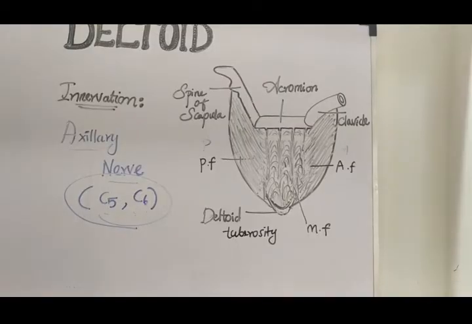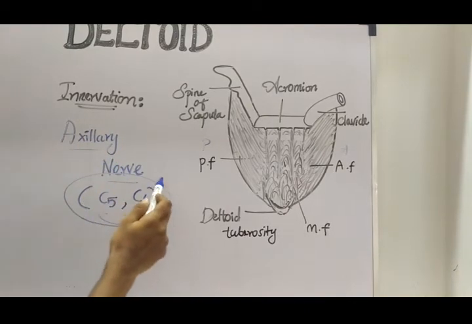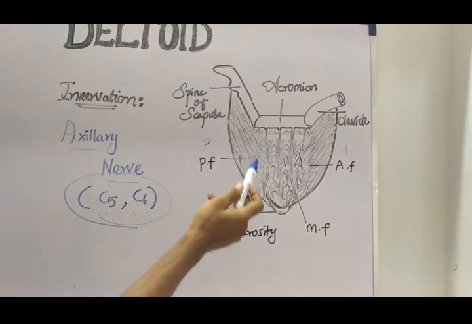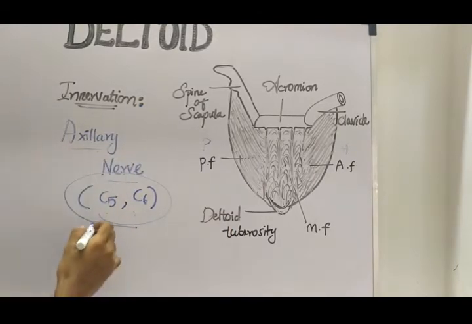And this deltoid muscle is innervated by the axillary nerve. That is, the nerve which supplies the deltoid muscle is the axillary nerve, which is coming from the brachial plexus and having the root values C5 and C6.